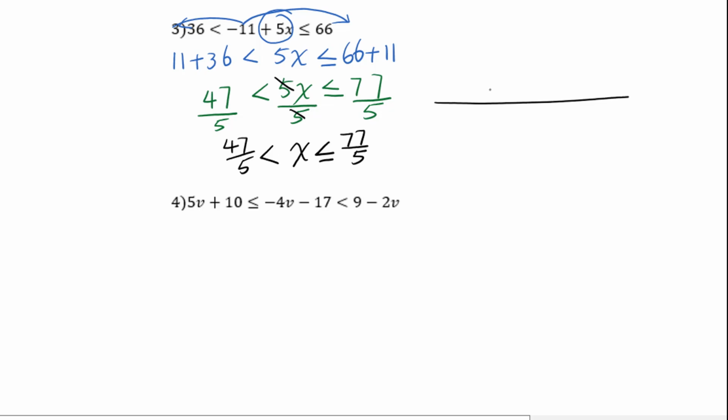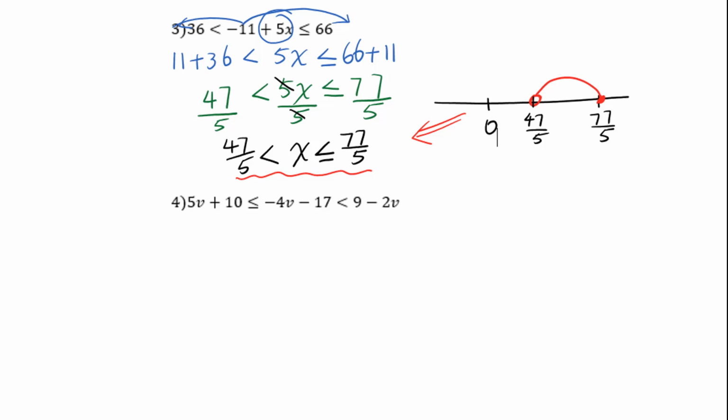Let's draw the number line. This is 0. This is 47 over 5. This is 77 over 5. This will be a closed circle. Here's an open circle. x is between these two values. This is the number line. It's used to show the solution to this inequality.